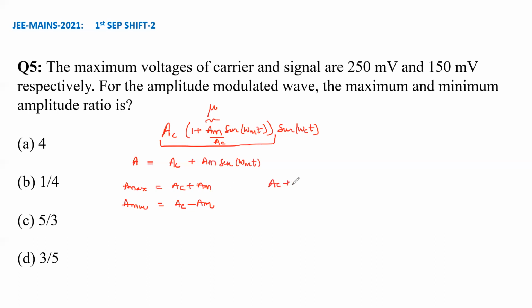So the ratio we need is Ac plus Am divided by Ac minus Am, which is 250 plus 150, which is 400, divided by 250 minus 150, which is 100. So the ratio is 4. So option A is the correct answer to this question.